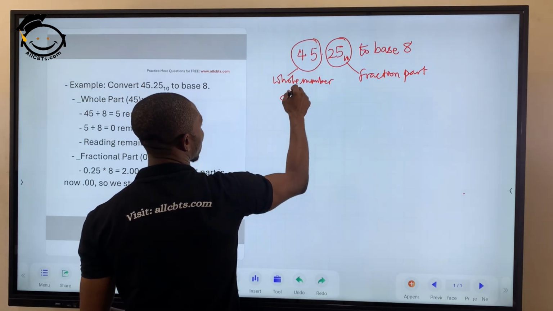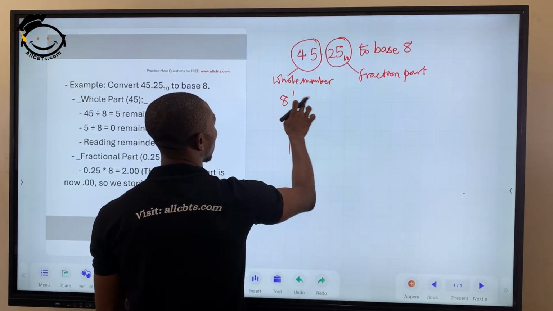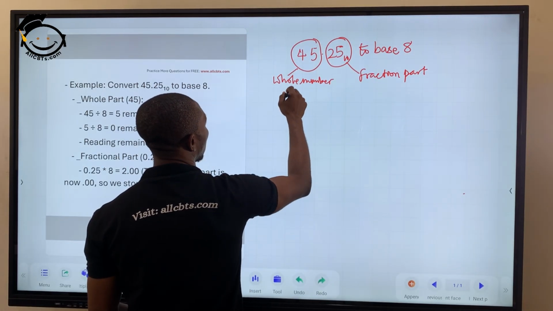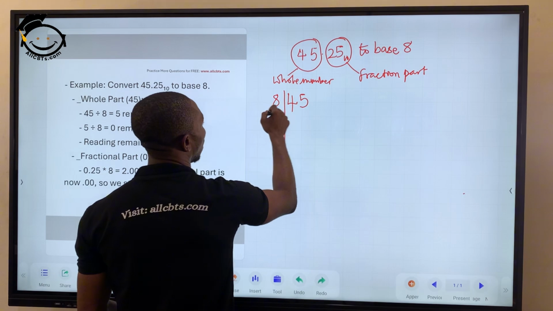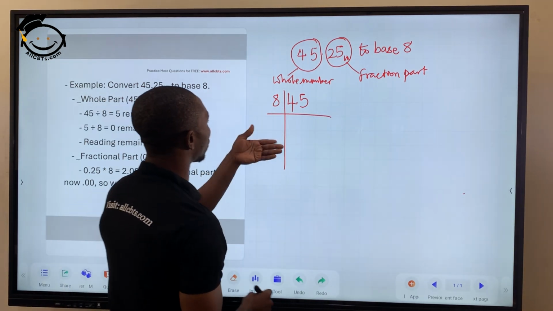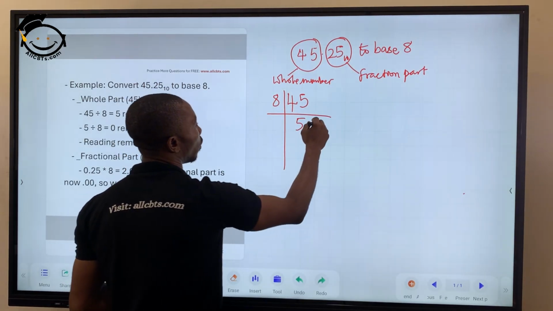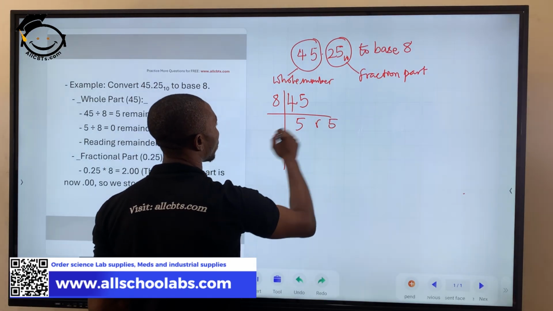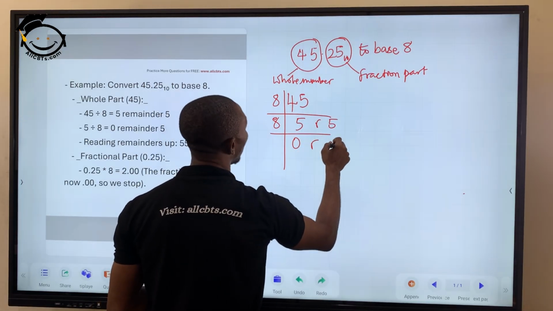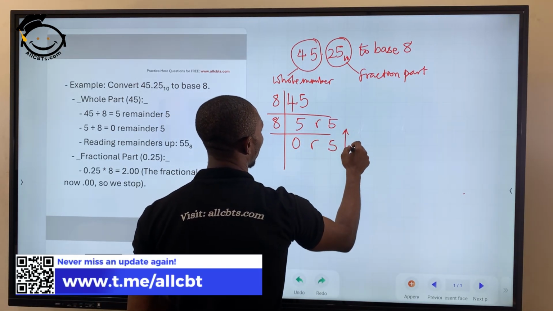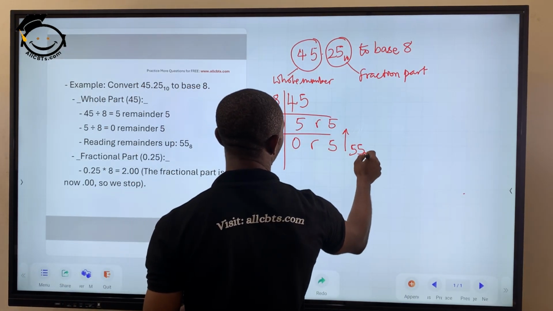So 45 divided by 8. Now, 8 into 45 will give us 5. 8 times 5 is 40, remainder 5. So 8 into 5 would give us 0, remainder 5. Now reading upwards, we have it as 55. Okay, now this is base 8.